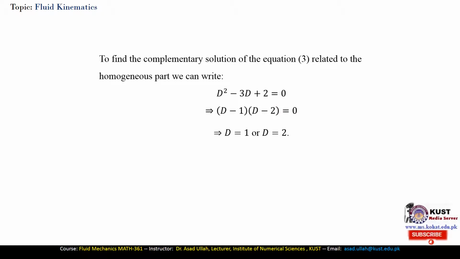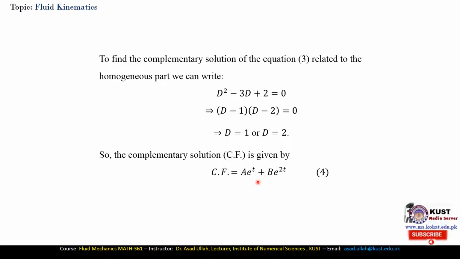Now, the complementary solution is given in the form of equation number 4. In equation 4, capital A and capital B denote the unknown constants. Here, in the exponent, before the variable t, we get the first root, that is 1, and in the second term, e power 2t, the exponent 2 before the variable t is the second root of the polynomial.